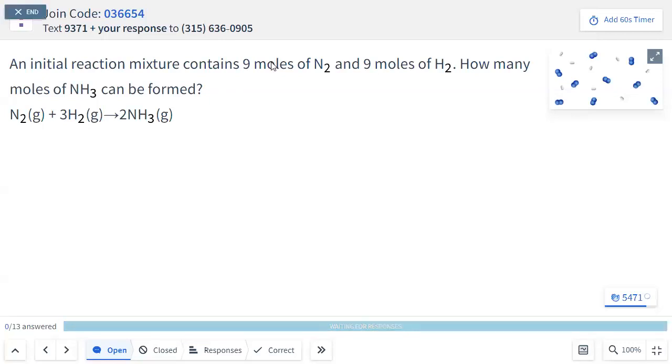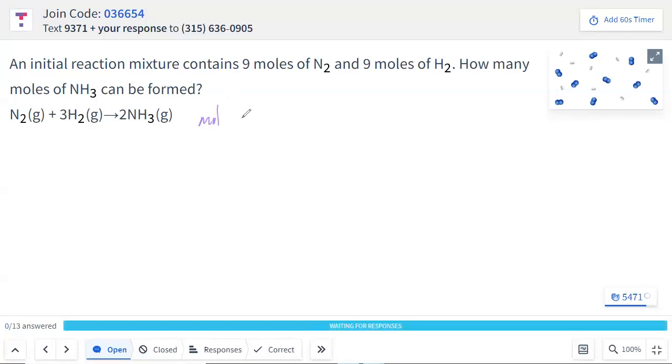All that you have to do this time, this is a very simple conversion. We're just going from moles of reactant to moles of ammonia. So when you have an answer, go ahead and put it in.